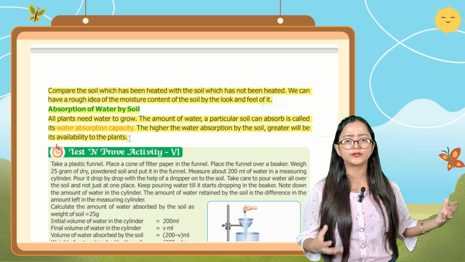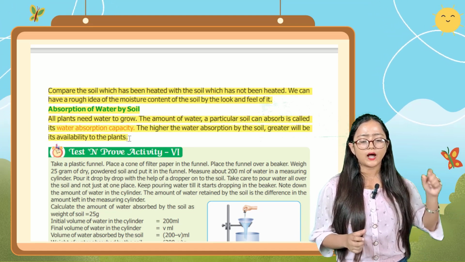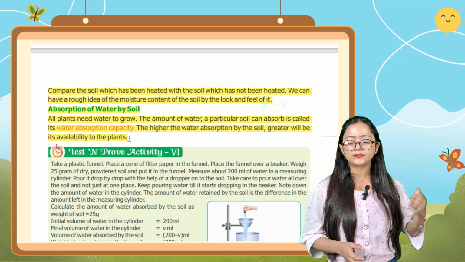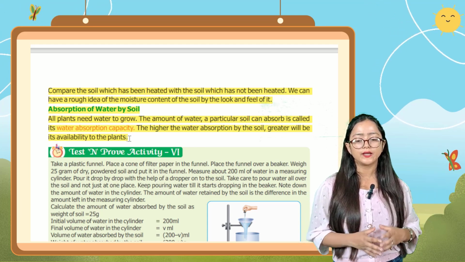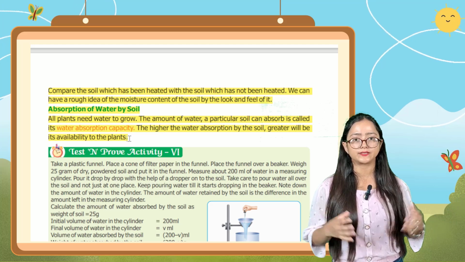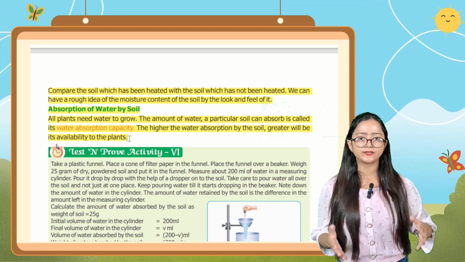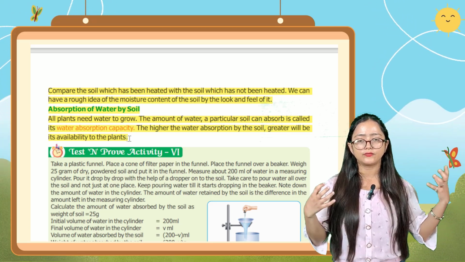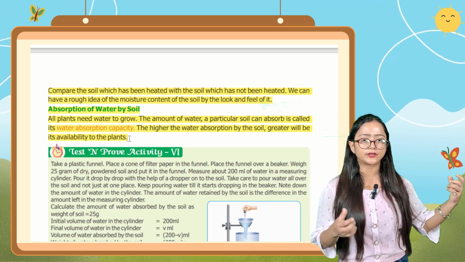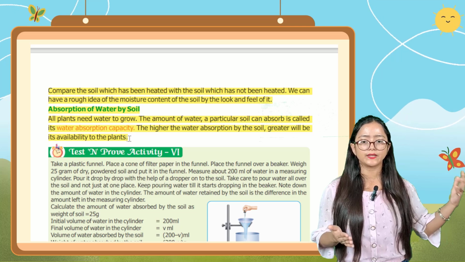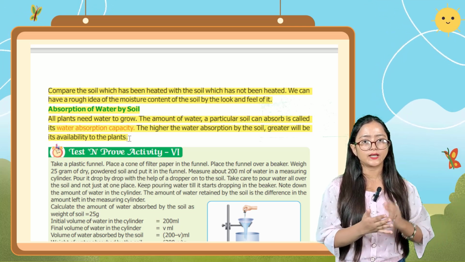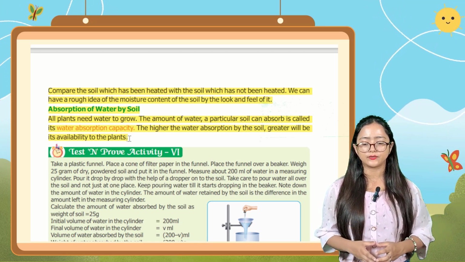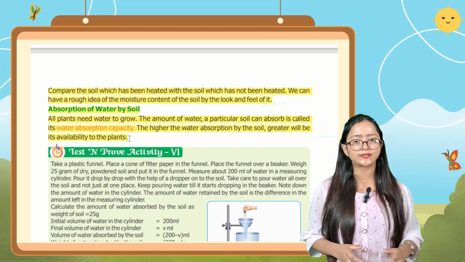All plants need water to grow. The amount of water a particular soil can absorb is called its water absorption capacity. The higher the water absorption by the soil, the greater will be its availability to the plants. So basically it is saying that all plants need water, and different soils have different capacities of absorbing water. The amount of water a particular soil absorbs is known as its water absorbing capacity. If the water absorption of the soil is higher, then the availability to the plants will be greater. Okay, next is test and prove activity sixth.